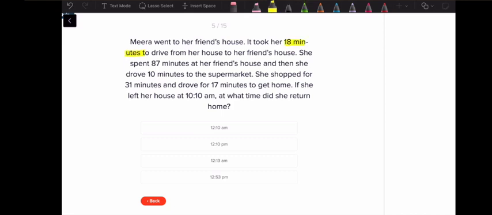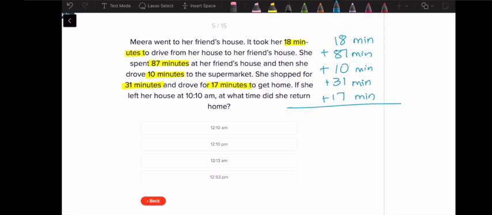So she drove 18 minutes to her friend's house. So we have 18 minutes. Plus, she was at her friend's house for 87 minutes, so we're going to add 87 minutes to that. Plus, she drove 10 minutes to the supermarket. She stayed shopping for 31 minutes. And then finally, she drove 17 minutes to get home. So let's see how much time she spent out of the house. Let's add this all up.